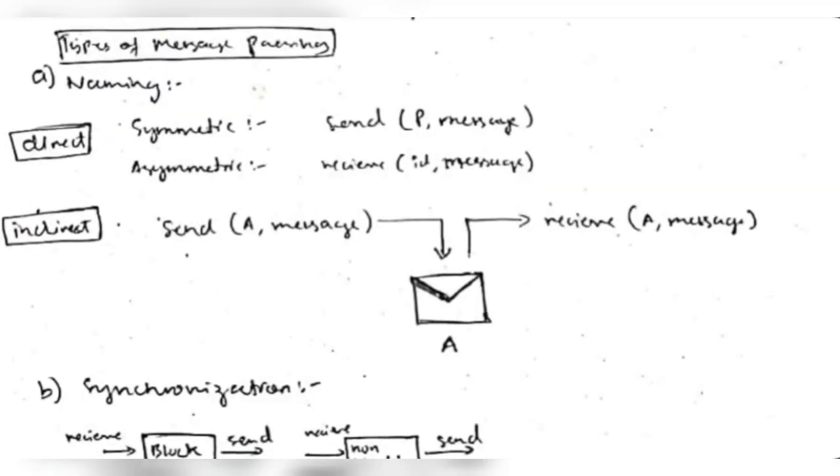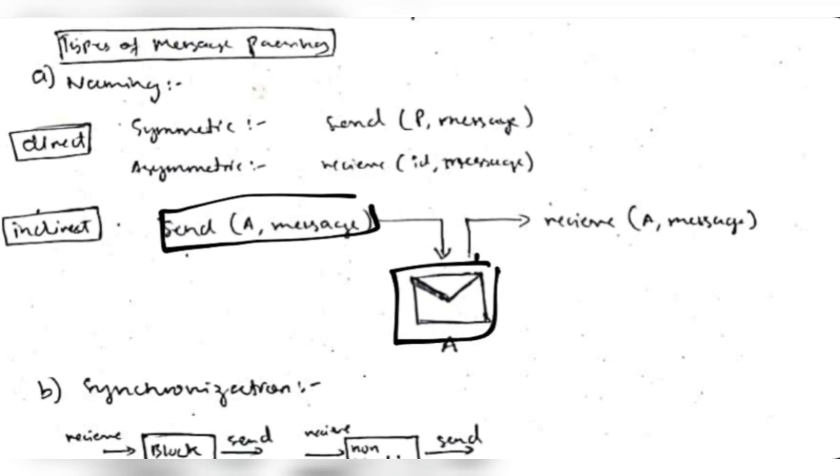Now, message passing. The first one is naming. There are two types, direct and indirect. In direct naming, you have the name of the sender or the receiver, along with the send or receive operation. In indirect, you send the message to an inbox, and the inbox is checked by the receiver and the message is taken.